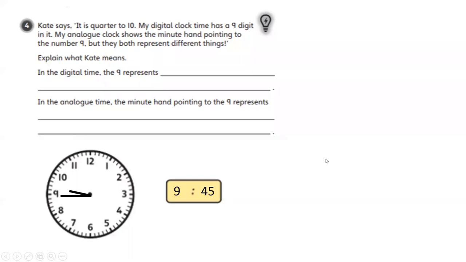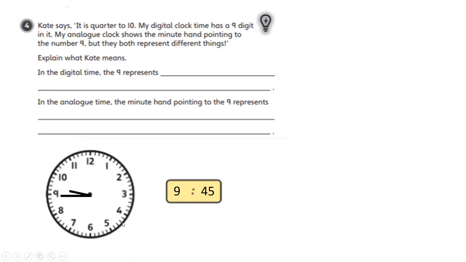This question's a good one. It makes you think a little bit. Kate says, it is 9:45. My digital clock time has a 9 digit in it. My analog clock shows the minute hand pointing to the number 9. But they both represent different things. So we've got to explain what Kate means.